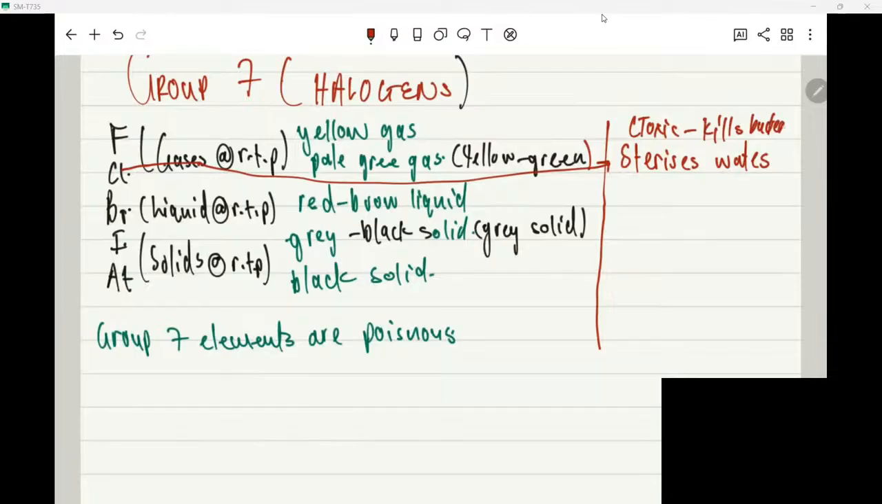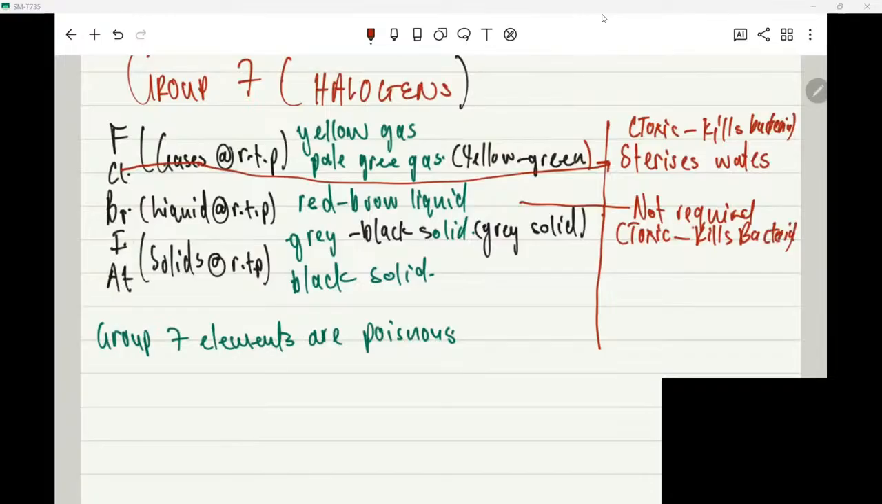Okay? Now, bromine is also toxic. It also kills bacteria. Iodine is also toxic. It also kills bacteria. But bromine is not required. We don't need it because it's a liquid, it's messy, but it is also toxic and it kills bacteria. So you should also know that bromine is toxic and it kills bacteria. You can just know that property about it.